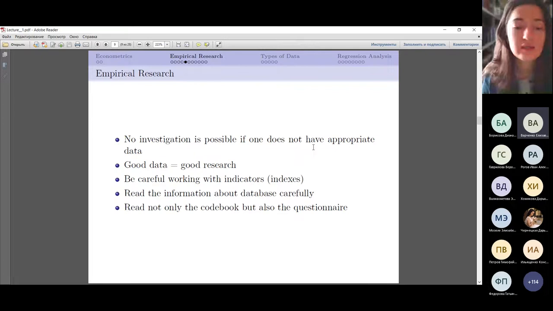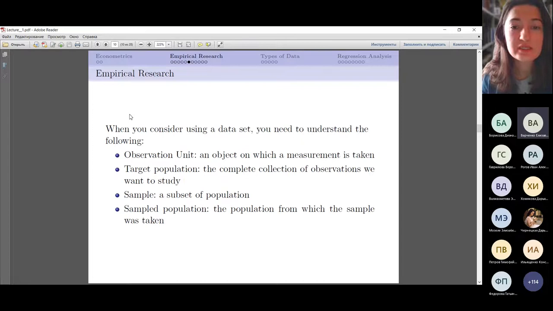Also, when you consider using a data set, you need to understand the following. You need to understand the observation unit, an object on which a measurement is taken. For example, an observation unit is an individual, a household, a company, country, region, and so on. This is our observation unit. And when we run some models, when we interpret our results, every time we need to think about who is our observation unit, yes? For whom we interpret this result, what is the effect?